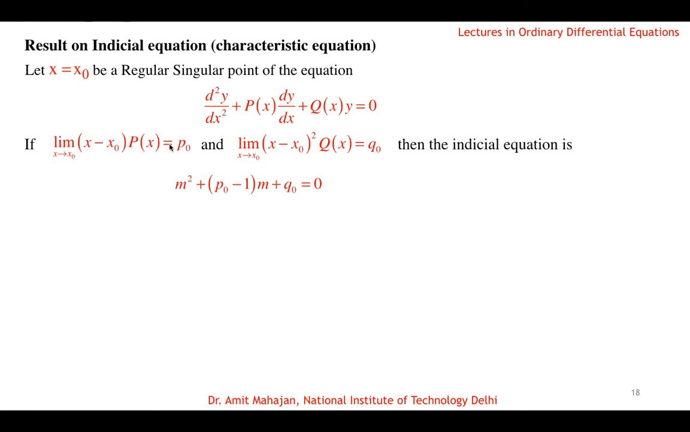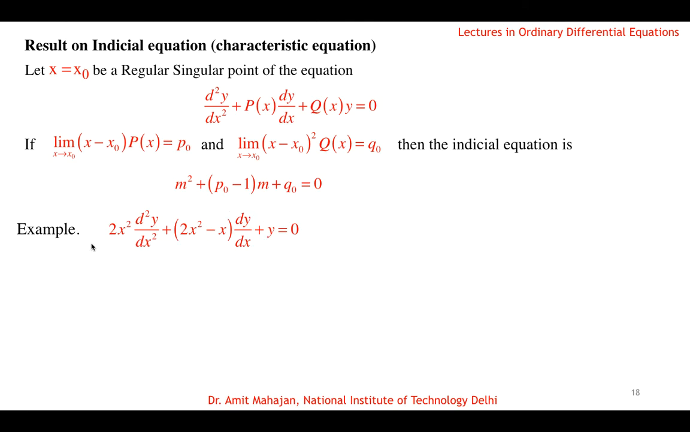That's what we said for the definition of regular singular point, that the limit x tends to x naught, x minus x naught times p x must be finite, and limit x tends to x naught, x minus x naught square times q x must be finite. And let p naught be the value of this limit and q naught be the value of this limit. Then the indicial equation of this differential equation, which is obtained by series as the coefficient of the lowest power of x, can be written as this: m square plus (P naught minus 1) times m plus Q naught equal to 0, where P naught and Q naught are the values of the limits from here.